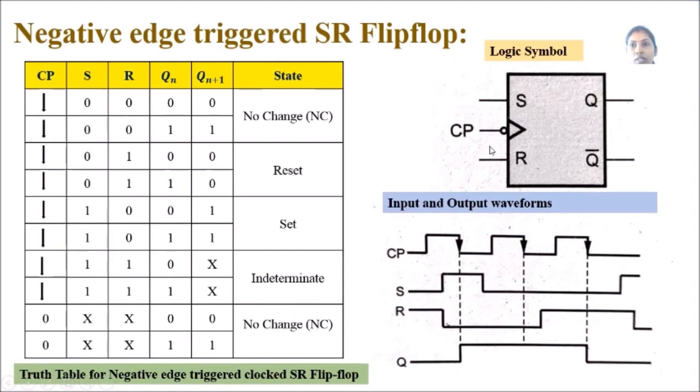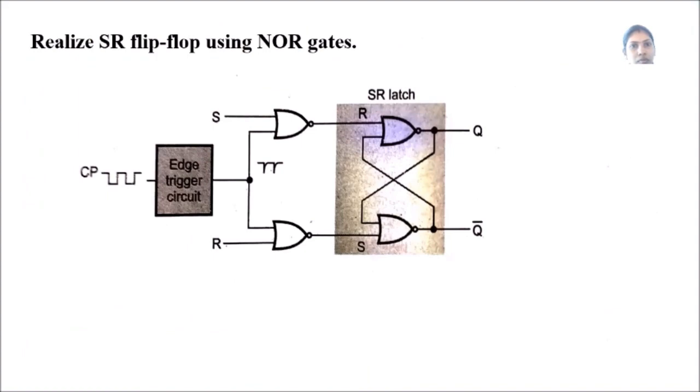Similarly, the logic symbol and input output waveforms are drawn. The characteristic equation can also be obtained from the K-map, and the same characteristic equation will be obtained for negative edge triggering also. This is a realization of the SR flip-flop using NOR gates. Instead of NAND gates, here NOR gates are used to demonstrate the SR flip-flop.